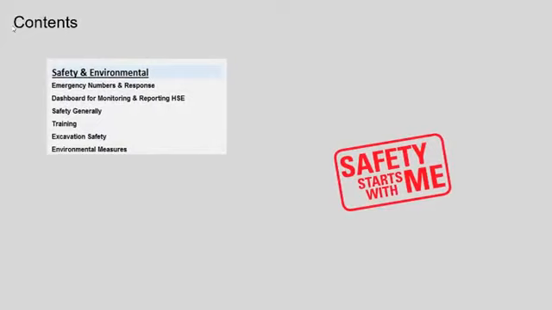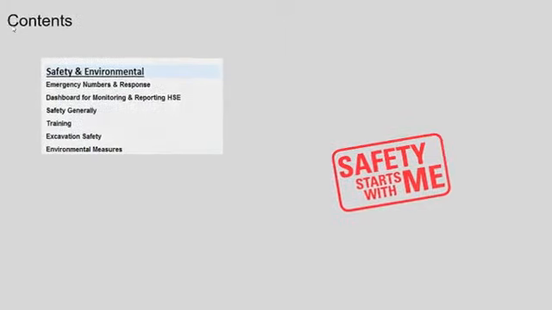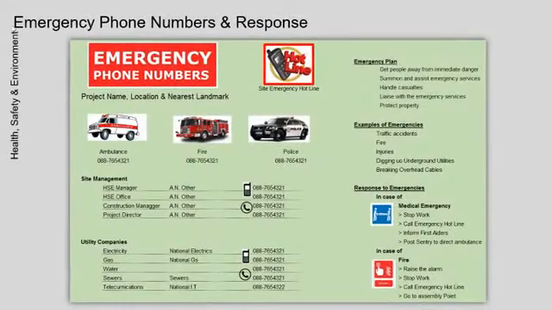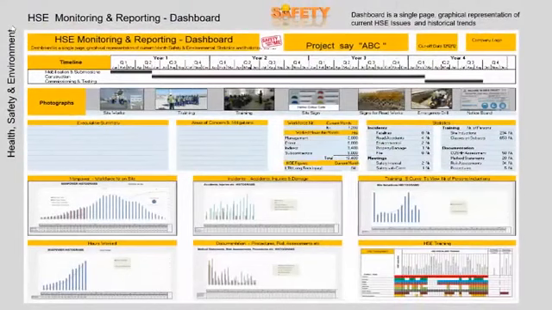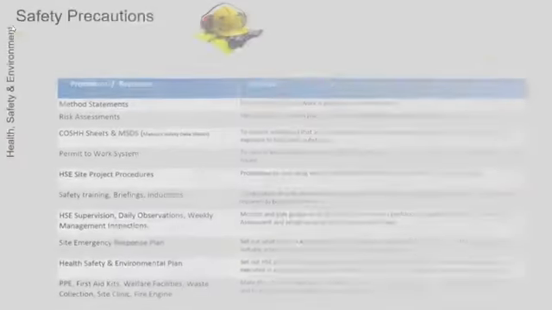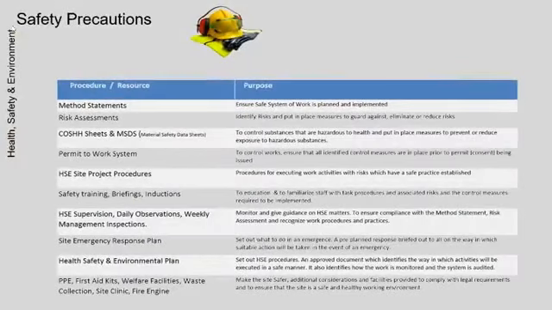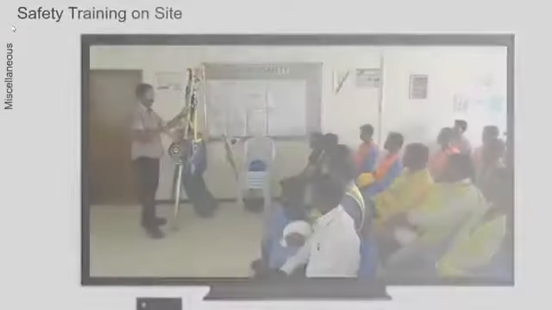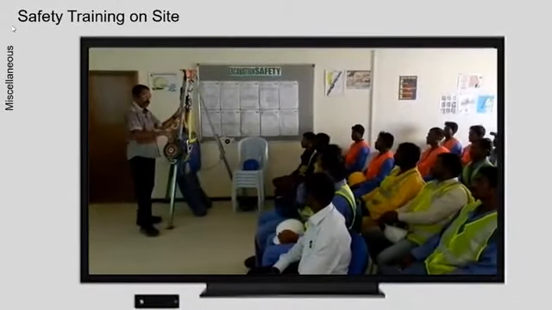Safety and environmental. Emergency phone numbers and response plan. Dashboard for monitoring and reporting health, safety and environmental issues. The dashboard is a single-page, graphical representation of current issues and historical trends. Safety precautions. Training class.